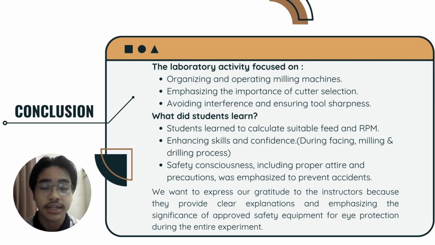So what did students learn? Students learn three things. First, students learn to calculate stable feed and RPM. The second one is enhancing skills and confidence during facing, milling, and drilling processes. And the last one is safety consciousness, including proper attire and precautions, was emphasized to prevent accidents.